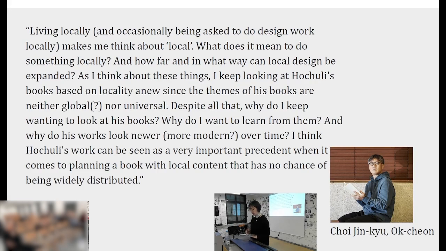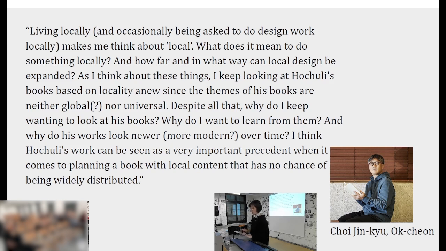The third one said a lot actually. Choi Jin-gyu is another book designer who lives in Okcheon, about an hour away from Seoul, and the city is as big as St. Gallen. He said, living locally and occasionally being asked to do design work locally makes me think about local. What does it mean to do something locally, and how far and in what way can local design be expanded? As I think about these things, I keep looking at Hochuli's books based on locality anew, since the themes of his books are neither global nor universal.